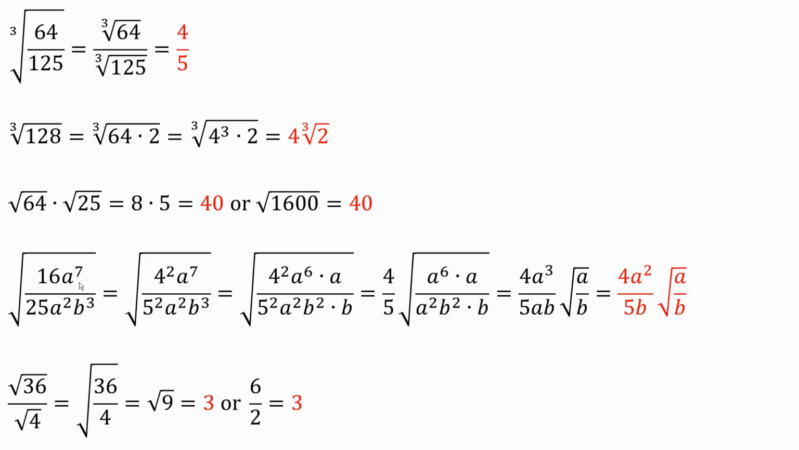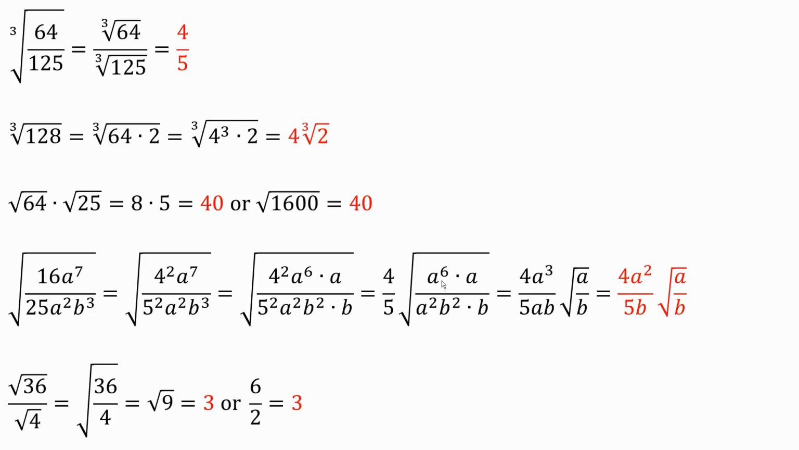So with 16, we know it's 4 squared. A raised to 7 stays the same. 25 is 5 squared. Then you have a squared and b cubed. Because 7 is odd, instead I'm going to say a raised to 6 times a. Likewise, 3 is odd, and so I'm going to say b squared times b. And since on the inside piece we have both 4 squared and 5 squared, and we're taking the square root of it, instead I could put 4 divided by 5 on the outside.